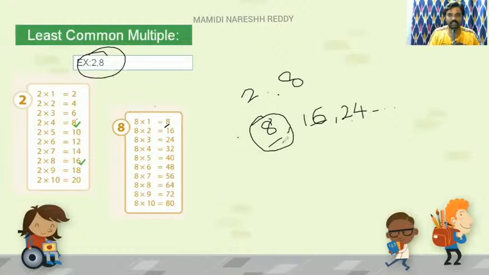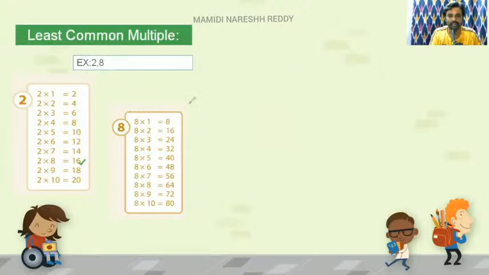Got the point? For example, I'm taking one more problem. See, I'm taking 12 comma 4. 12 comma 4. For example, the 12 table.